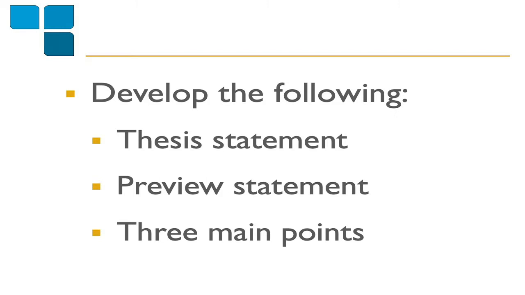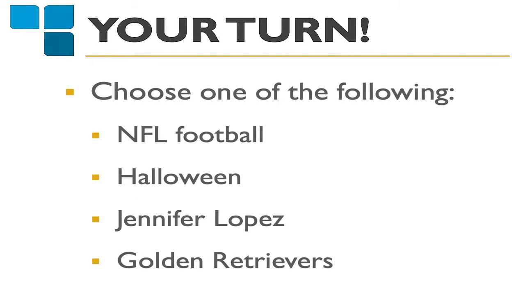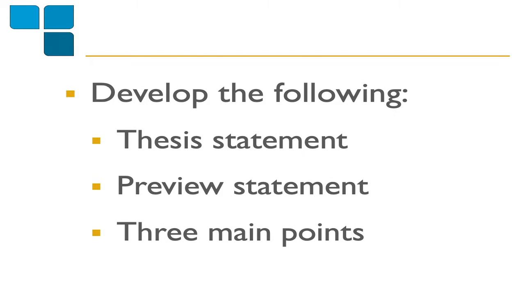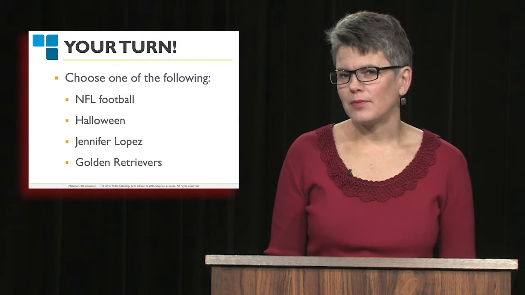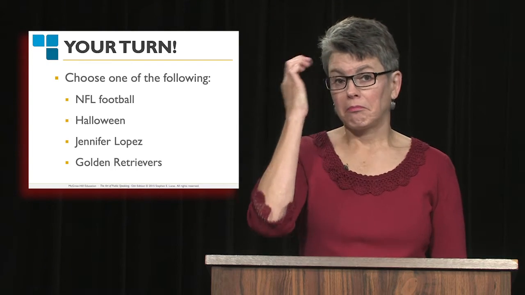So just take a moment right now and think, okay, if I was going to do my topic on J-Lo, how might I structure this? What might my thesis be so I had the number in there, and it's a complete sentence, and it's not using vague words. And then once I've got that number, what would my preview be, where I explain briefly in one sentence what my three main points are, and then of course my main points would fall right into place, okay?